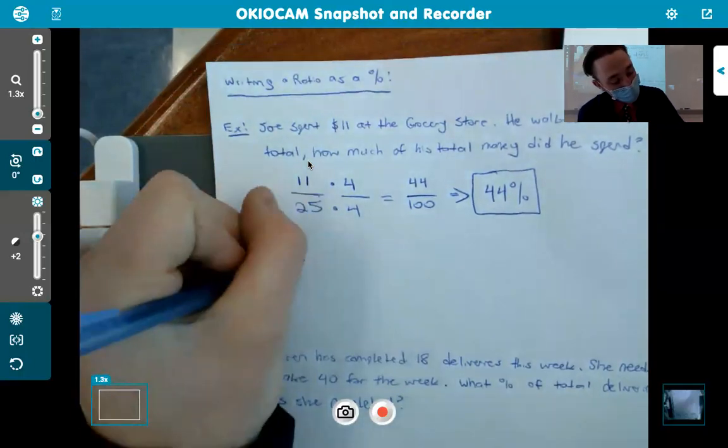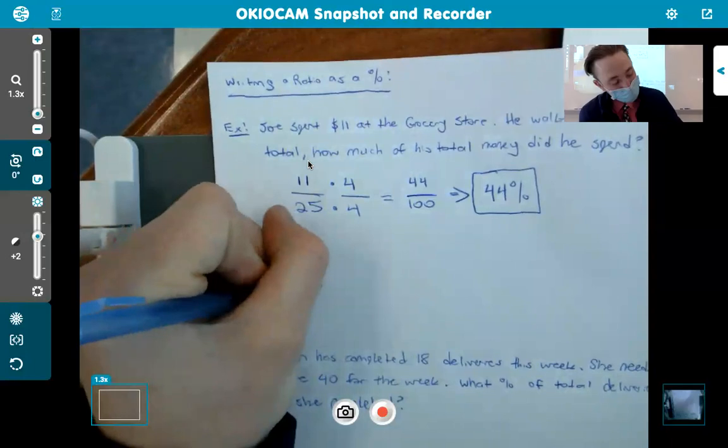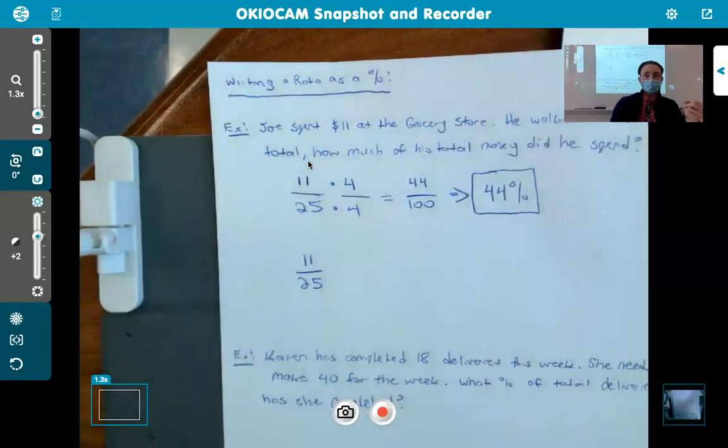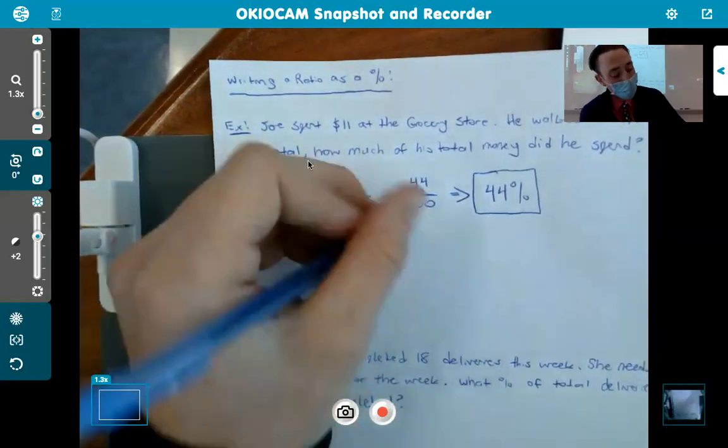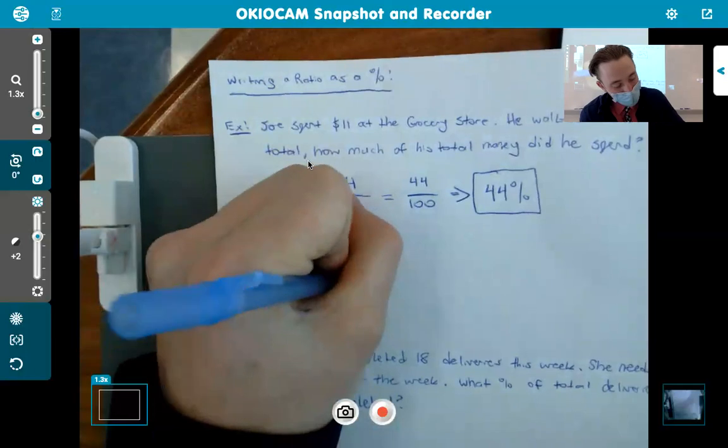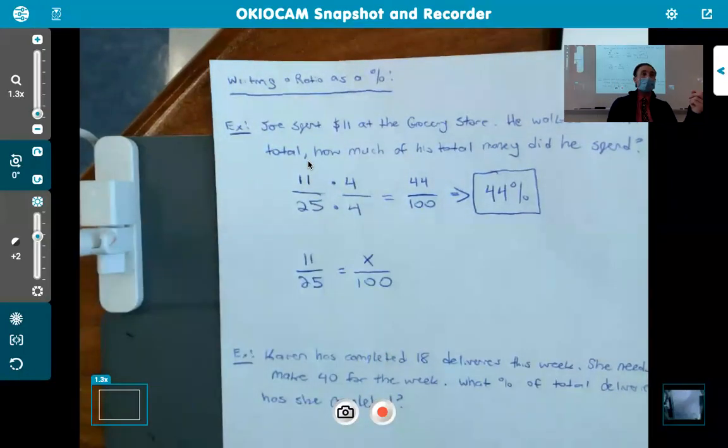We're still going to use 11 over 25. But the proportion we'll set up is, 11 over 25 is equal to what number out of 100? So now we're dealing with a little bit more of an algebraic equation to help us solve. And we've seen ratios and proportions before, a couple of weeks ago when we just started talking about that.